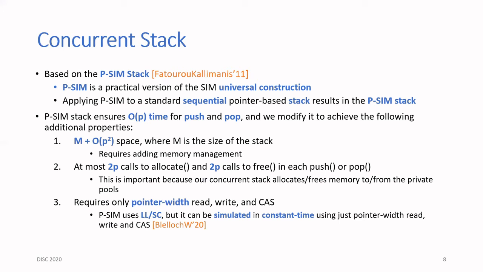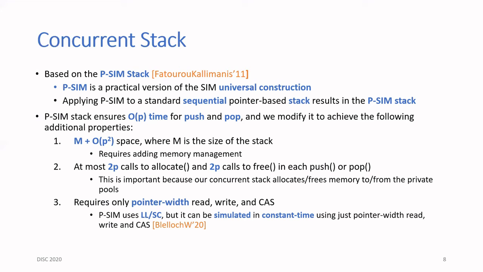We show how to modify the PSIM stack so that it uses at most m plus P squared space, where m is the size of the stack. Our memory reclamation technique is very lightweight, and it just involves adding a few validate-link operations on one of the LL/SC objects. When adding memory management, we also need to bound the number of times each push or pop operation calls allocate and free. This bound is important because the concurrent stack allocates memory from the private pools, so we need to make sure that the private pools don't become empty or overflow.